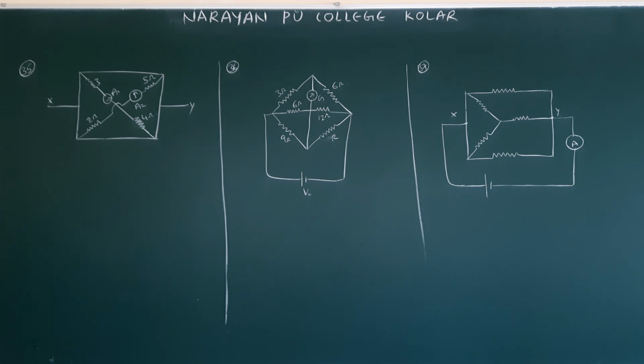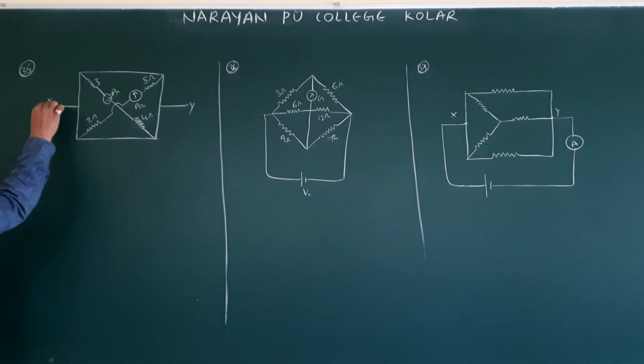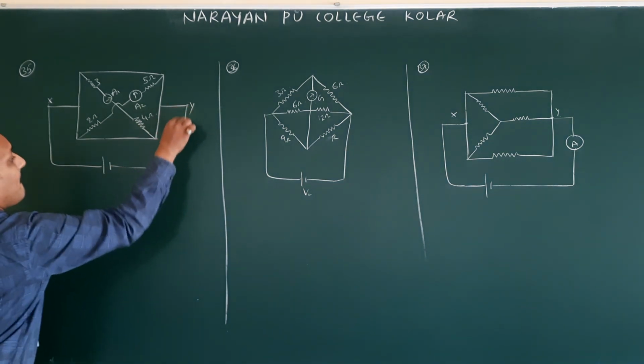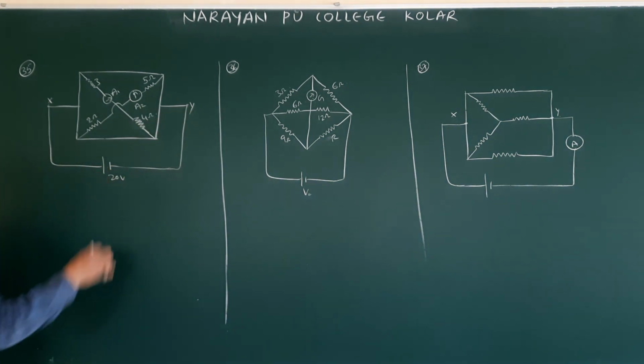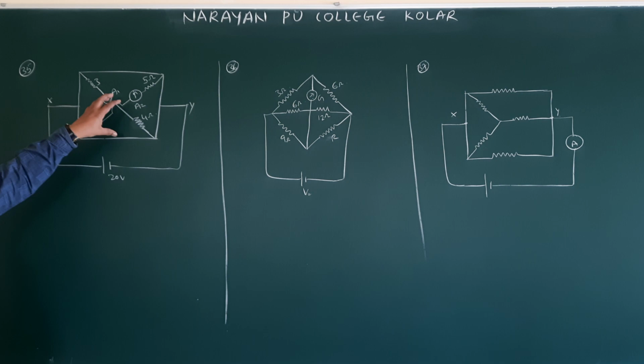When an ideal cell of EMF 20 volts is applied between X and Y, we get three options. The current supplied by the cell is 2 amperes. The reading of A1 is 2 amperes. The reading of A2 is 2 amperes. Which is correct among all those? Between X and Y they connected a 20 volt battery, so first we have to find the resultant resistance.